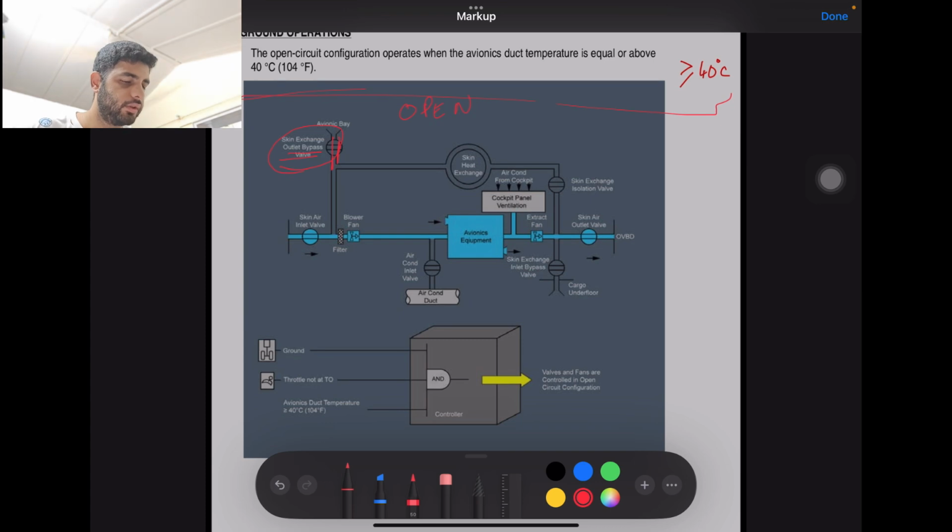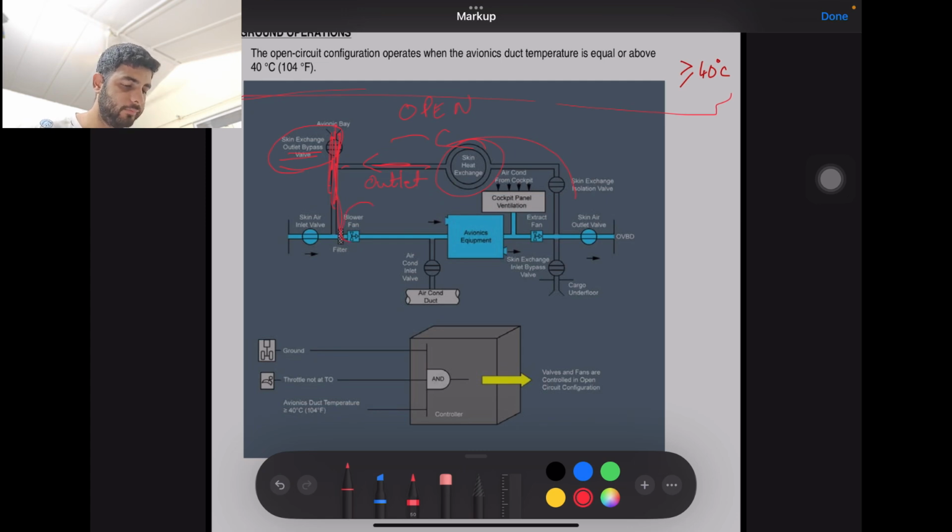skin exchange outlet bypass valve. Okay, so if you see, this is the skin heat exchange, this is the outlet for it. So basically, if you open it, it bypasses that outlet. Air won't usually be passing through here, it's just bypassing it and going through here. Okay, what else do we have?